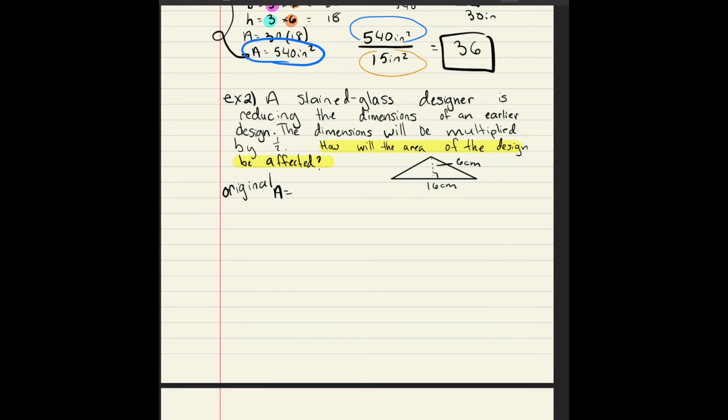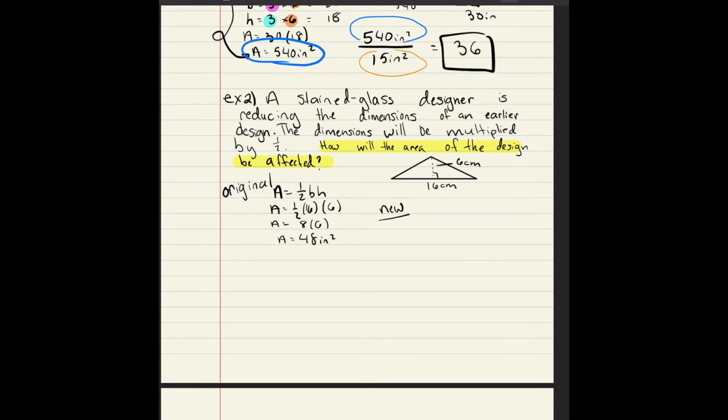So for the original area, it's finding the area of a triangle. So our formula for a triangle is a half base times height. So when I plug in what I'm given, my base is 16 times my height, which is 6. Now I'm going to solve as normal to find the area. So the area equals 48 inches squared.